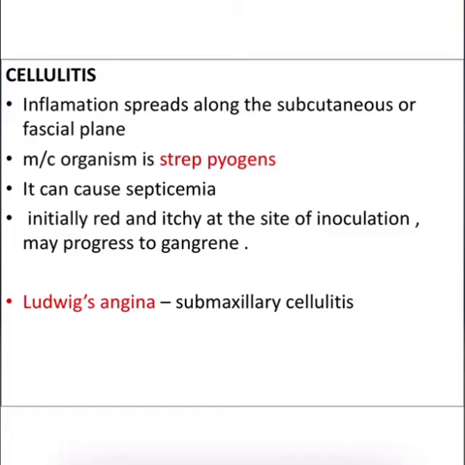What is cellulitis? It's inflammation; itis means inflammation. Cellulitis spreads along the subcutaneous or fascial plane. The most common organism of cellulitis is Streptococcus pyogenes. It can cause septicemia when the contents of the abscess go into the bloodstream. Initially red and itchy at the site of inoculation, it may progress to gangrene later on when the oxygen and nutritional supply to that particular tissue get disconnected. What is Ludwig angina? It's cellulitis at the submaxillary region, and then it's called Ludwig angina.